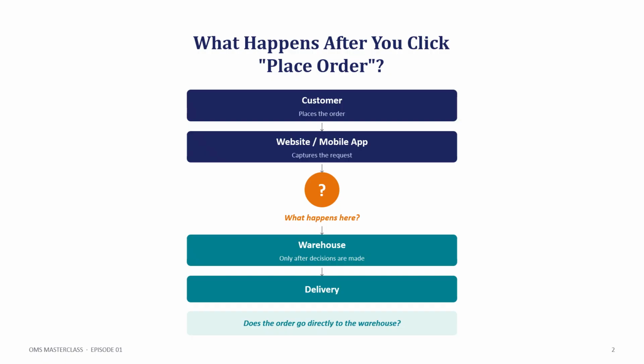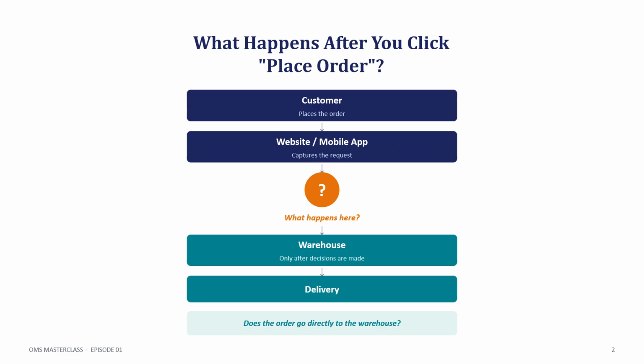Let's start with a simple question. When you click the place order button on Amazon or Flipkart, what do you think happens next? Does the order directly move to the warehouse? The answer is no. Every online order starts with a customer. The customer places an order through a website or a mobile application. The website receives the order request and captures all the required information such as the products ordered, customer details, shipping address and payment information. Up to this point everything looks simple, but this is where the real journey begins.